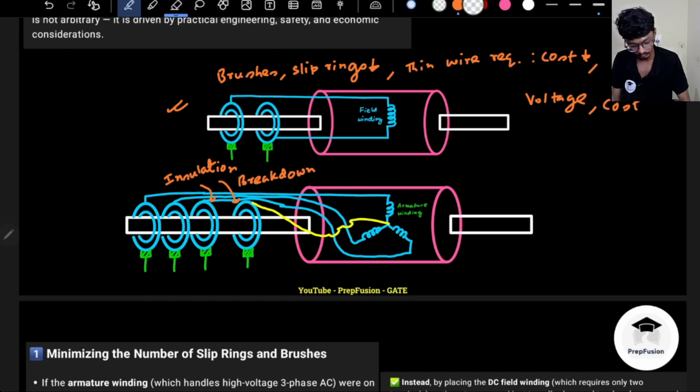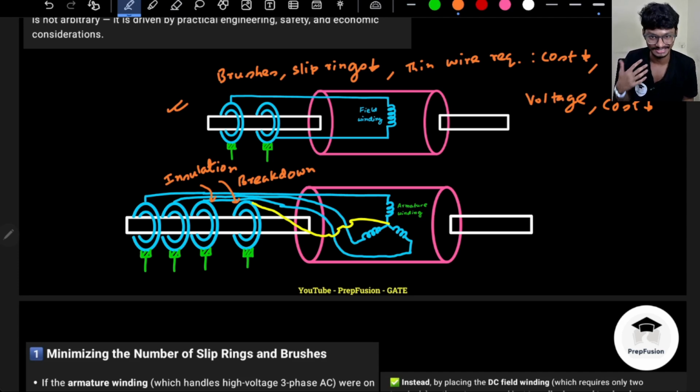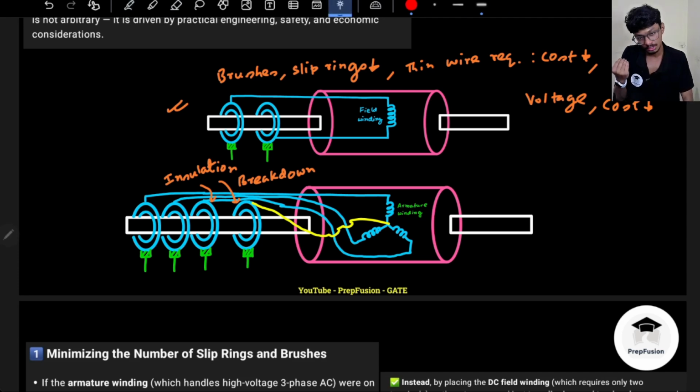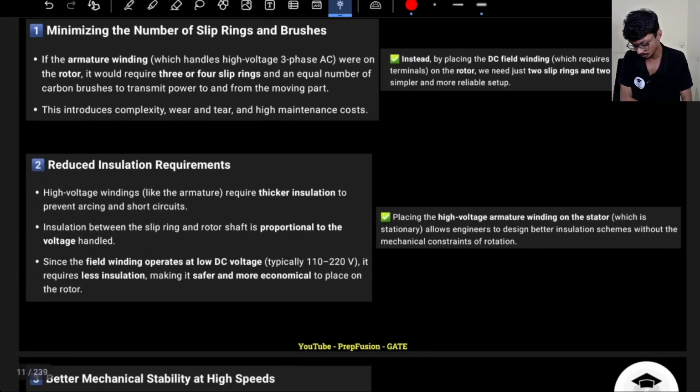So in whichever way you look, operation-wise, the operating principle won't change. But if I use my field windings on the rotor side, then ultimately everyone wants to save on cost. You also want to save on cost. That's why you are watching this video free on YouTube. You did not want to buy any course, right? You are watching free on YouTube, so you also wanted to maximize your return. So they also want to maximize their returns, and we can do that if I place the field windings on the rotor side and not on the stator side. Okay, these are the things.